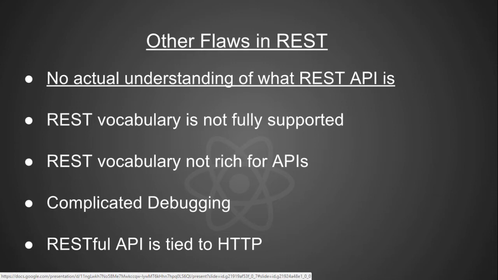REST vocabulary is not rich for an API, so it is not suitable for a wide variety of applications. We have three vocabularies to deal with. One is with numbers, that is 201, 202, etc. Then there is the HTTP request, that is GET, POST, etc. And along with that, the payload is also available in JSON. So complexity is high and it leads to errors. Debugging is also a very complicated job, because we need to look at different locations to understand what is actually happening.